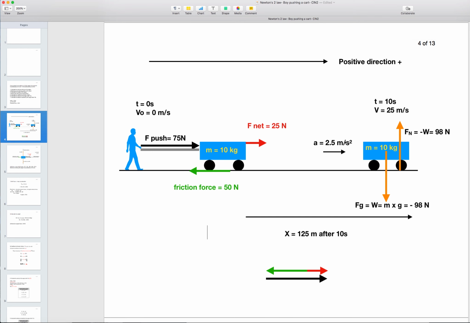Okay, so this is the full picture. This boy was pushing with 75 newtons. 50 of this went to release the wagon off the floor, and then the other 25 is to push it ahead, and then the acceleration was 2.5 meters per second squared. After 10 seconds, the speed of the wagon was 25 meters per second, and it was displaced by 125 meters.